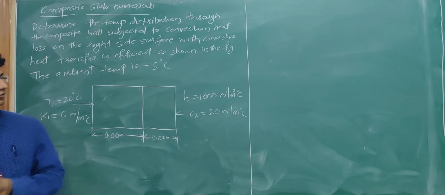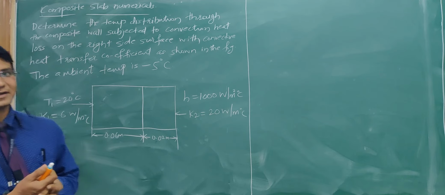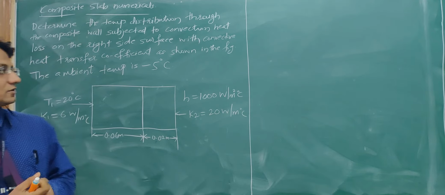Equations related to convection through the free end. That is, we derived the stiffness matrix as well as the force vector. So now we'll see the application of the same through numericals. So we are going to deal with the composite slab problem.